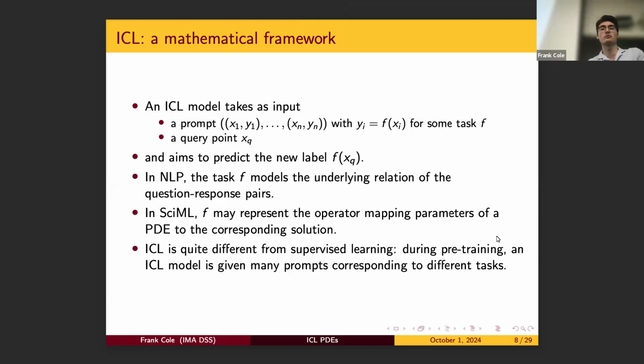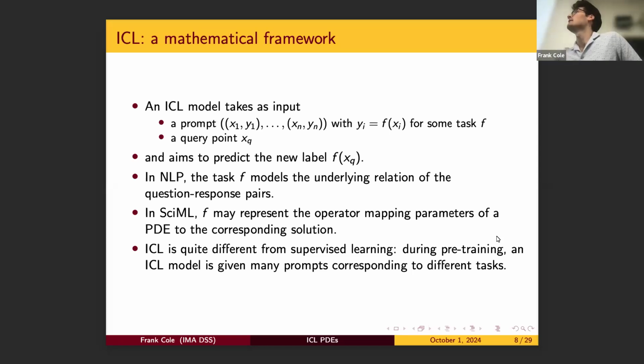So it's sort of crucial during pre-training that you have a wide variety of these prompts. So I guess one way to think about it is the in-context learning model has to identify the function f, or the task, from the labeled examples, and then use that information to predict the label of the query. So it's learning to learn in some sense.